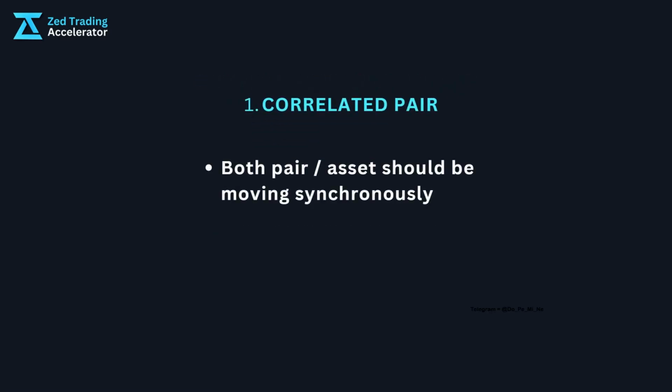Alright, so first, the correlated pair or asset. This correlated pair or asset should move synchronously with each other, meaning they should move almost identically with each other. If this pair is taking out this swing low, the other pair should also take out that swing low.